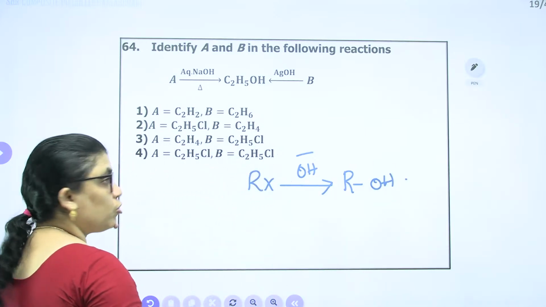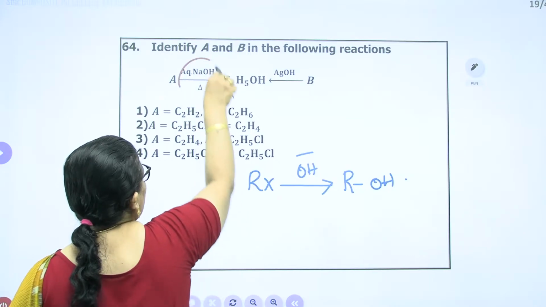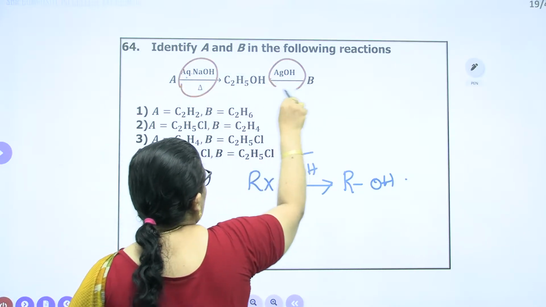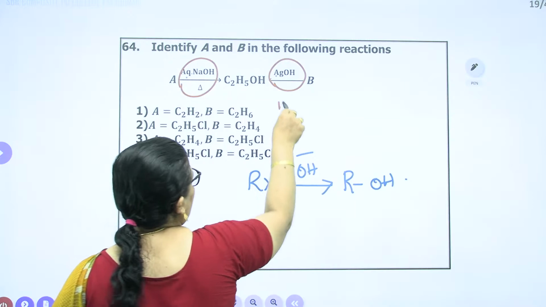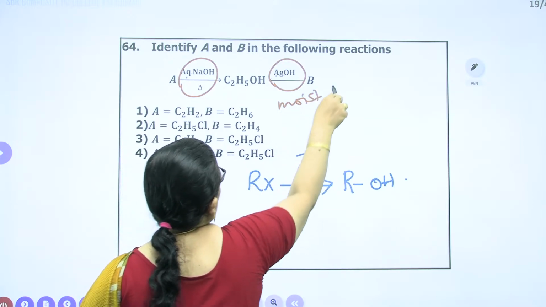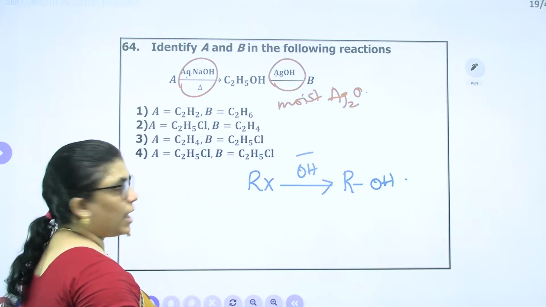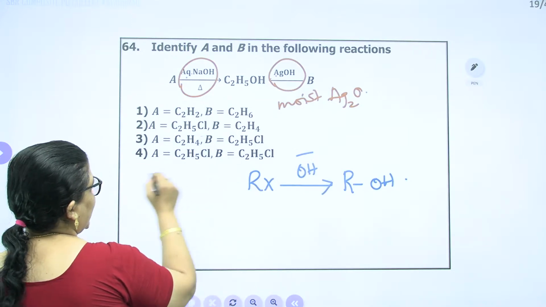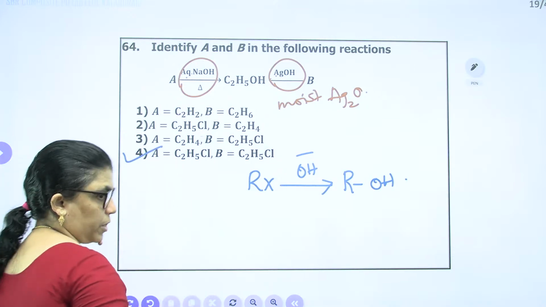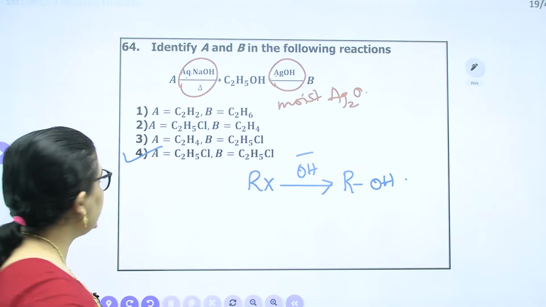Whether you are using the nucleophilic agent as aqueous potassium hydroxide or aqueous sodium hydroxide, or even moist Ag2O, in all the cases we are going to get alcohol. Therefore, the correct answer is what, children? Fourth option. Correct option is the fourth one.